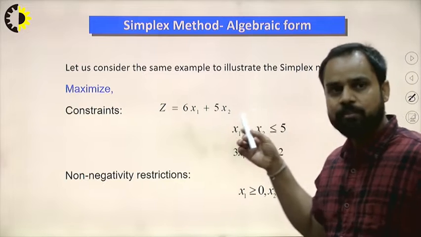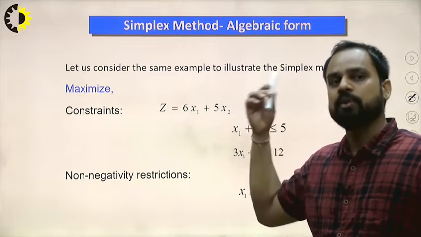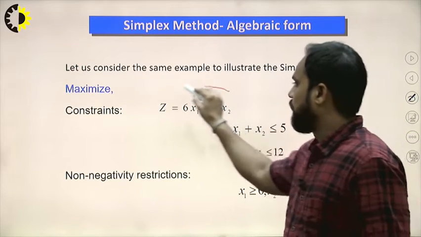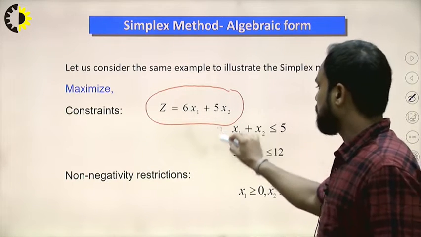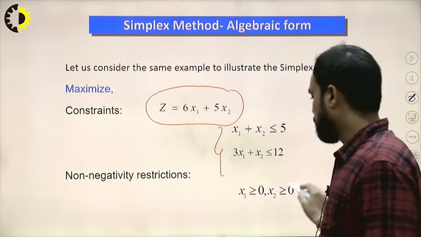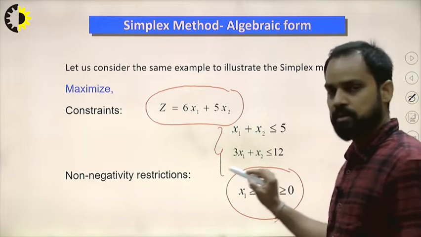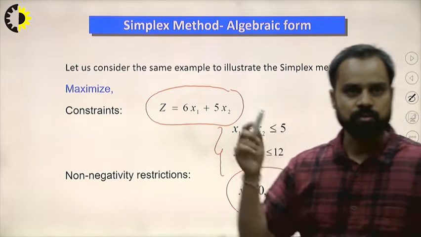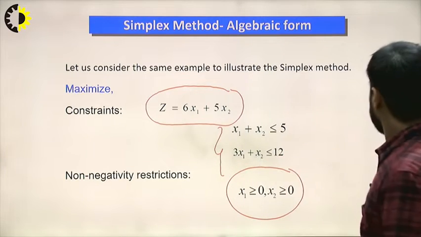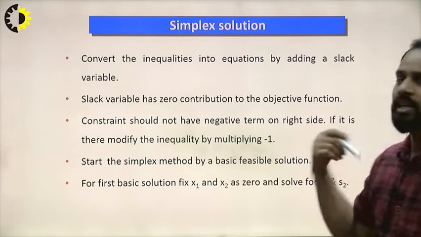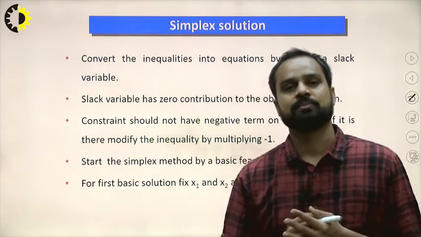The same example I considered last day, in the last video, has an objective function of maximization type, constraints of less than type, and the non-negativity restriction. And today we are interested in solving this problem with the help of the simplex method, right? So how can we solve it with the help of the simplex method?